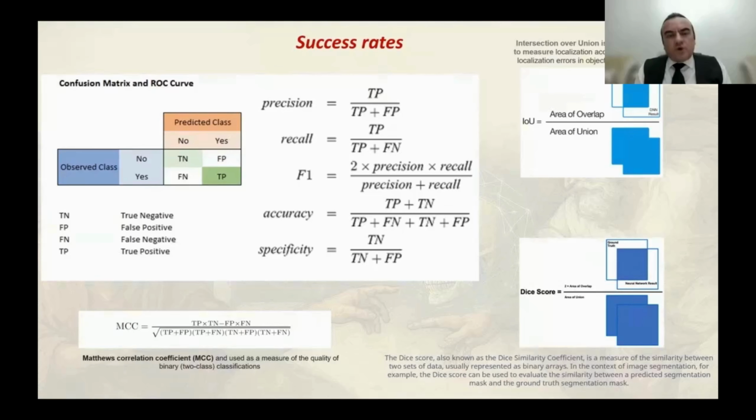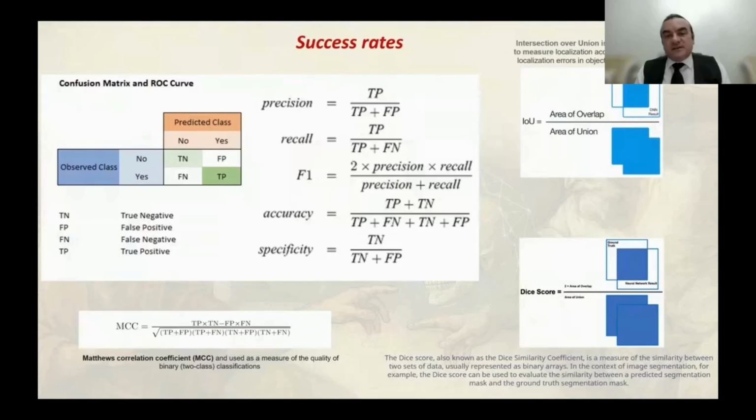When you're reading a paper, or when you would like to evaluate the success of convolutional neural networks or machine learning algorithms, we need to understand different kinds of terms, because you will get used to them while evaluating the success of your artificial intelligence models. One of them, pretty straightforward and coming from standard statistics, is the confusion matrix and the ROC curves, from which we evaluate precision, recall, F1, accuracy, and specificity as well.